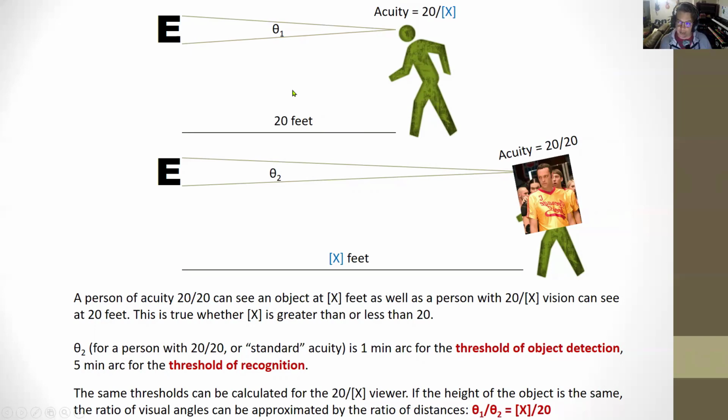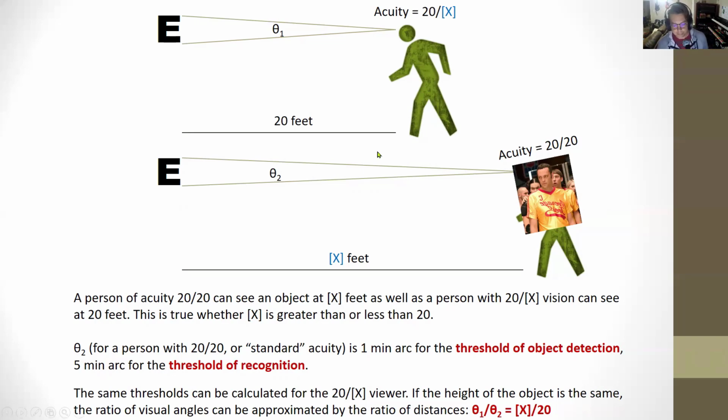You can also then use, if you know each person's acuity, and you either know the distance or the height of the object, now we can start equating things. We can start using trigonometry. We can start using some approximations and do a number of calculations to determine how far away something needs to be, how large it needs to be, or what sort of acuity in the person do you need for them to be able to view that object.